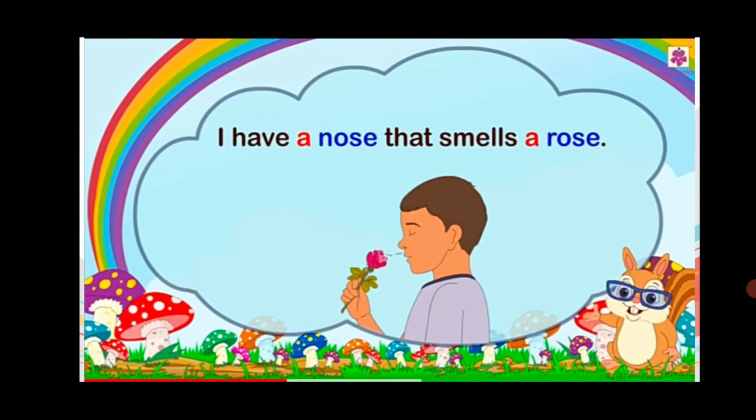For example, I have a nose that smells a rose. See, children, we used here a before the word nose. This n shows that it is the consonant word. And here also, rose means a singular rose is there, single. And these start with consonants R and N, and before the words we used a. समझ में आ गया?